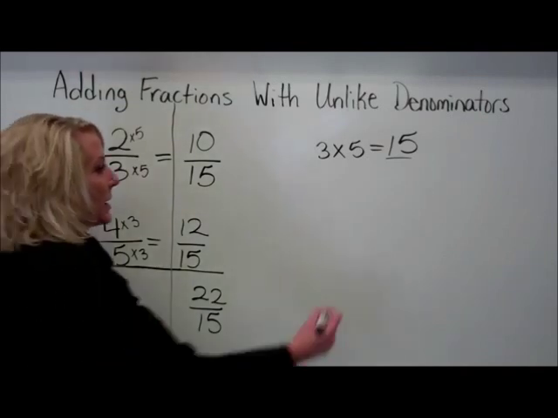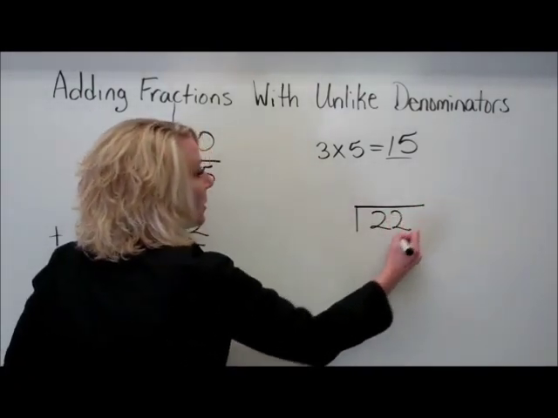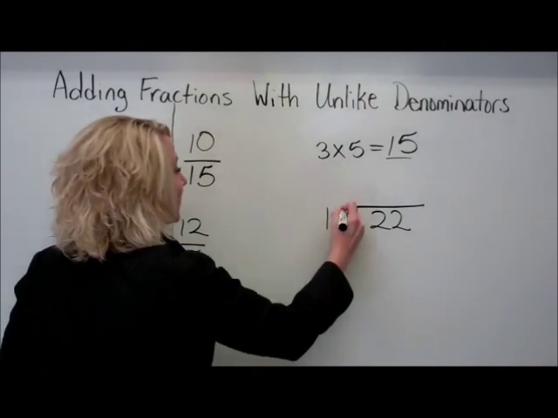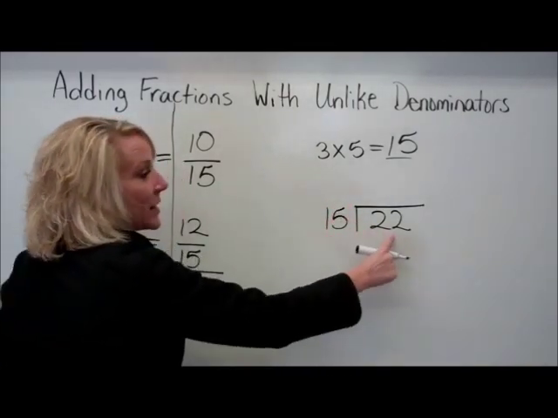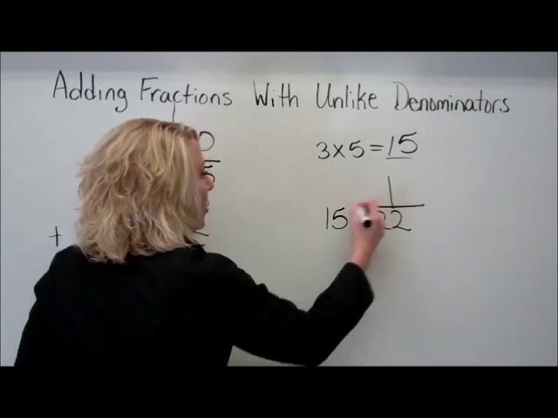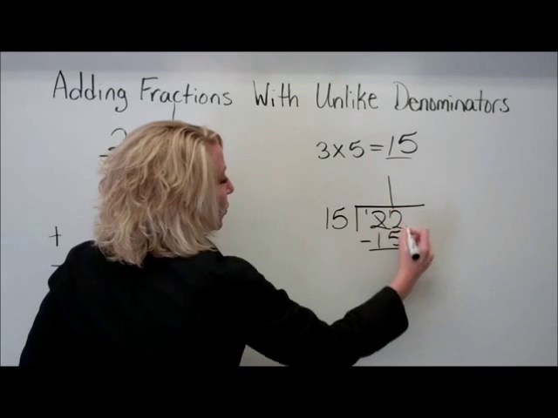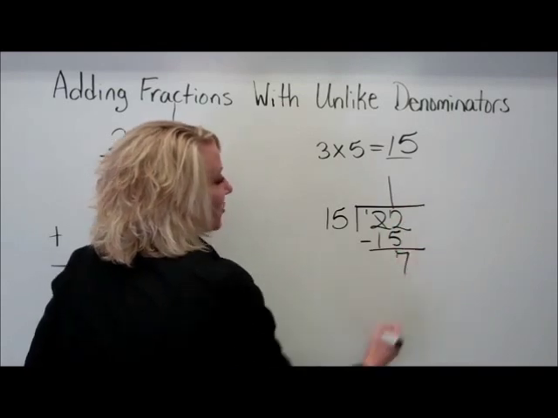The way that we do that is we divide the numerator, 22, by the denominator, which is 15. 15 divides into 22 one whole time. That's our whole number. 1 times 15 is 15. Subtract. When you do the math, you have 7 left over.